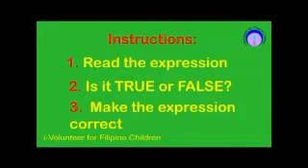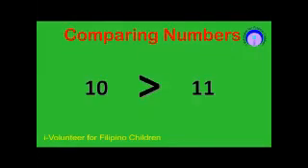Instruction number 1. Read the expression. Number 2. Is it true or false? Number 3. Make the expression correct. The number is 10 is greater than 11. The answer is false. The correct answer is 10 is less than 11. The expression is read as 10 is greater than 11.